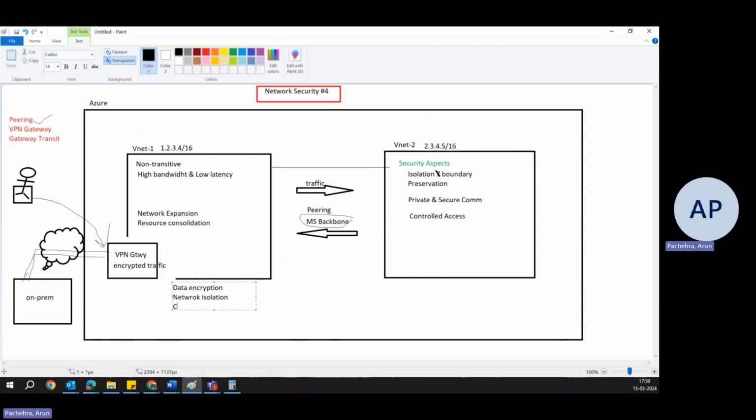Then we have controlled access again. Why am I saying again? Because this is something also provided by peering. These are the security aspects, okay? Don't forget it. Why controlled access? Because through VPN gateways, only authorized entities can access the network and the data transmitted over it. Think of it as having a secure key-based entry system to a building where only those with the right key can enter.